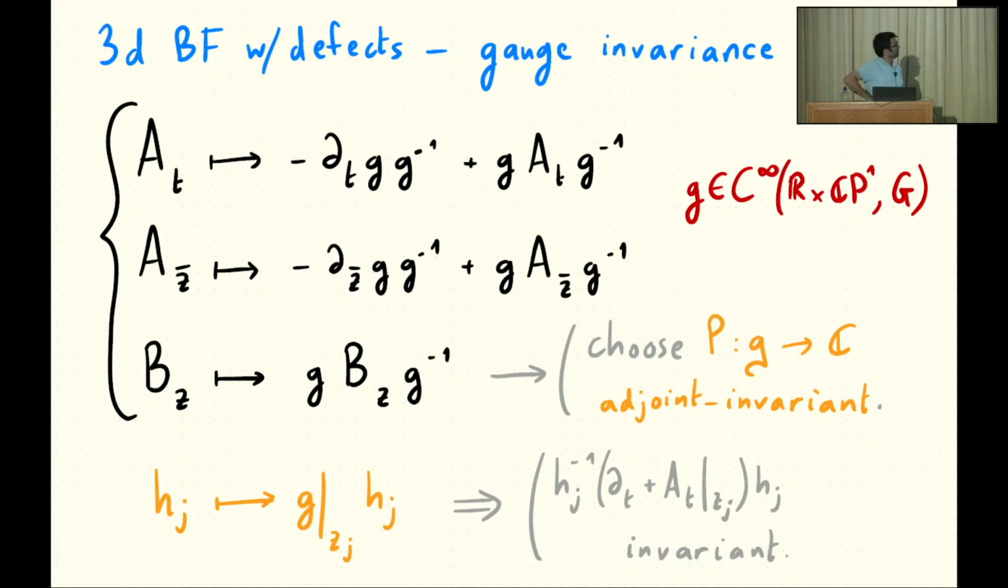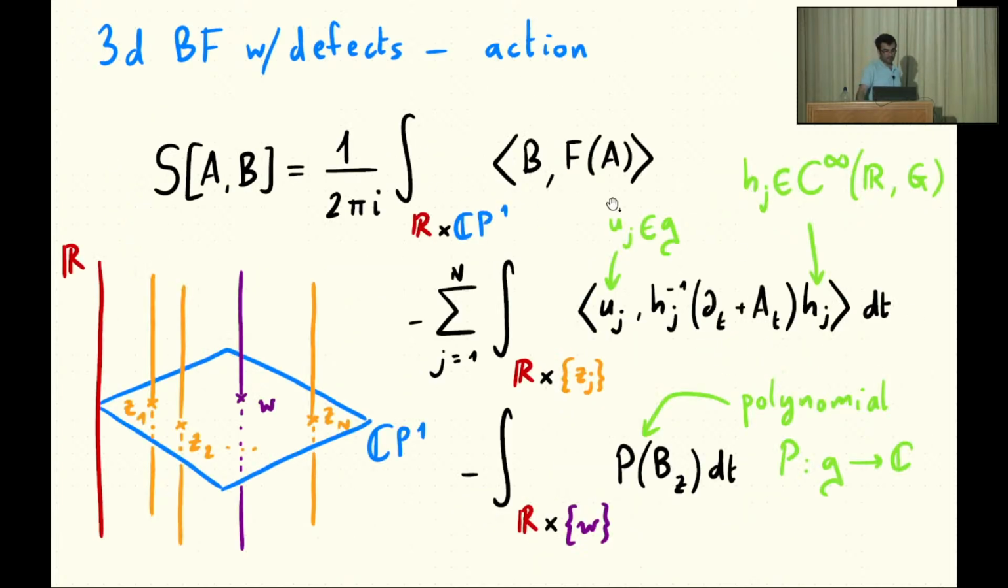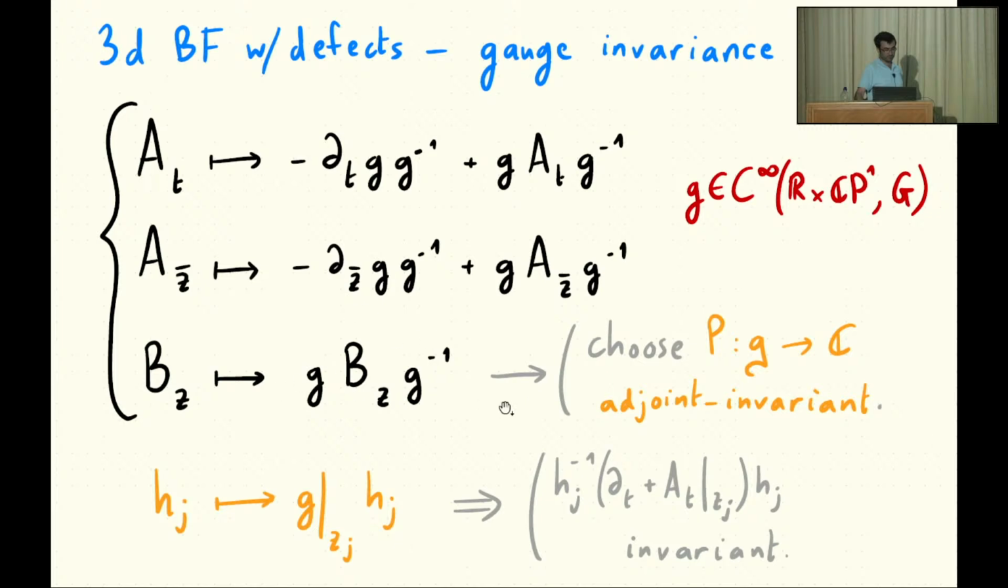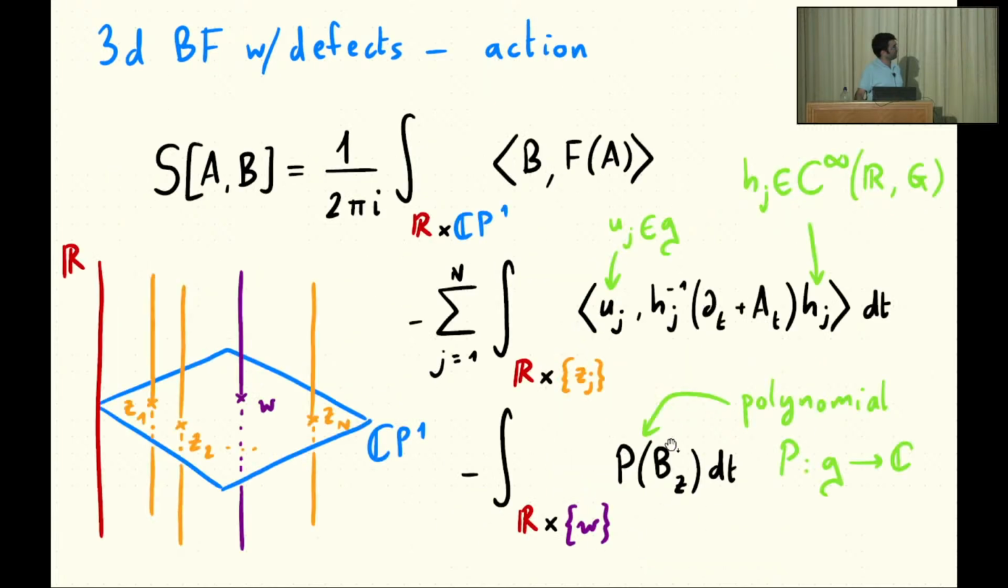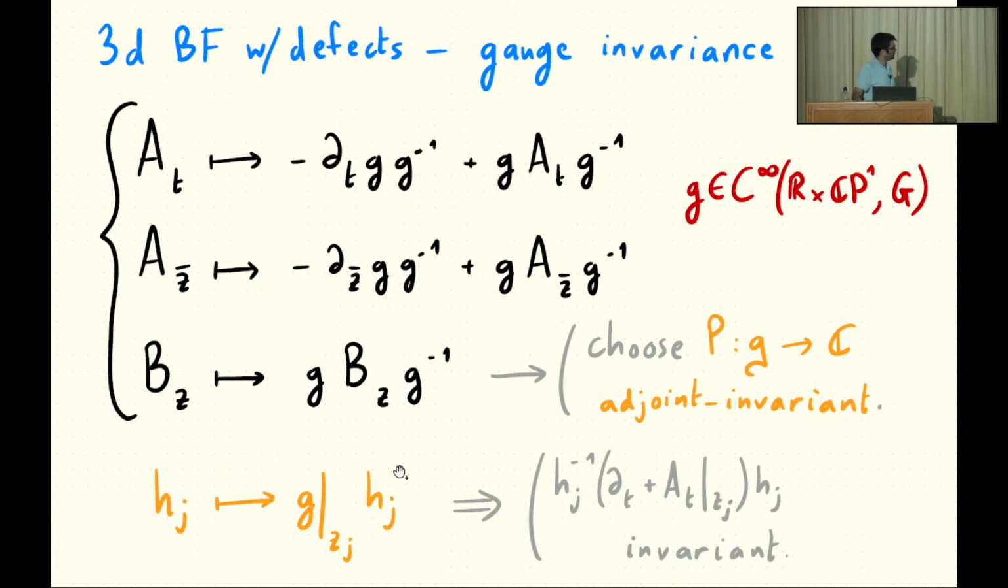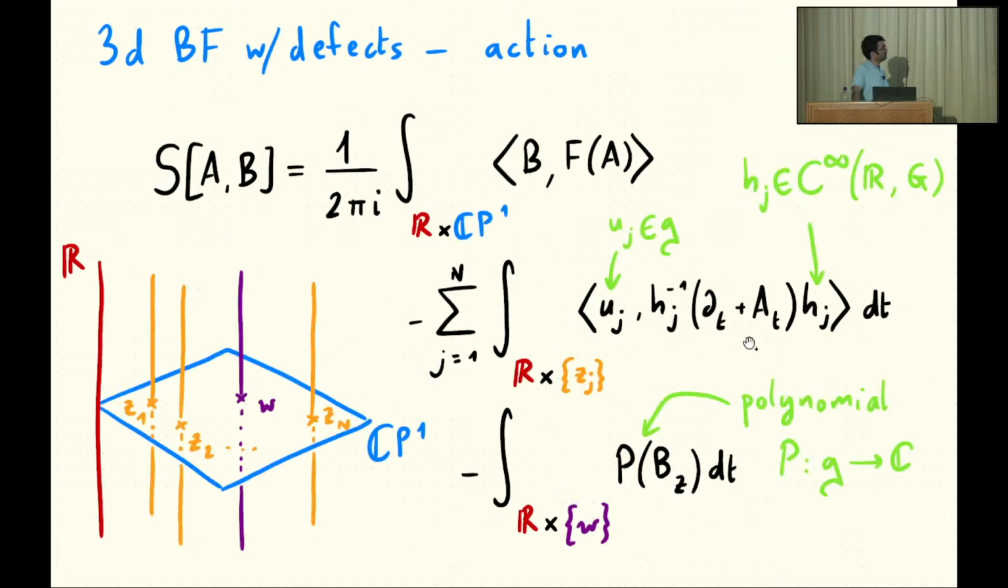Okay? So if we think about gauge invariance, this term is obviously still gauge invariant, but we can promote these two terms to gauge invariant defects. For the second term, we just have to ensure that the polynomial P is adjoint invariant, so that the gauge transformation of the B field is cancelled. So just choose P to be an adjoint invariant polynomial, and then this second term is gauge invariant. And for the first term, you want to just compensate the gauge transformation of the field A by suitably transforming H to cancel off the gauge transformation. So you just choose H to transform by left multiplication by the group valued field G evaluated at the defect. Okay, so this will make this combination gauge invariant, and therefore this first term gauge invariant.